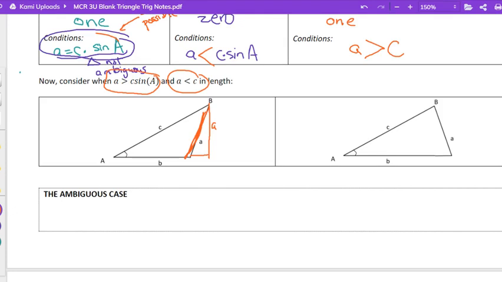So is this shorter than C? Yes, it is. Okay. I've made one triangle. Can I make a second triangle? Watch this. What if I put my line right here?